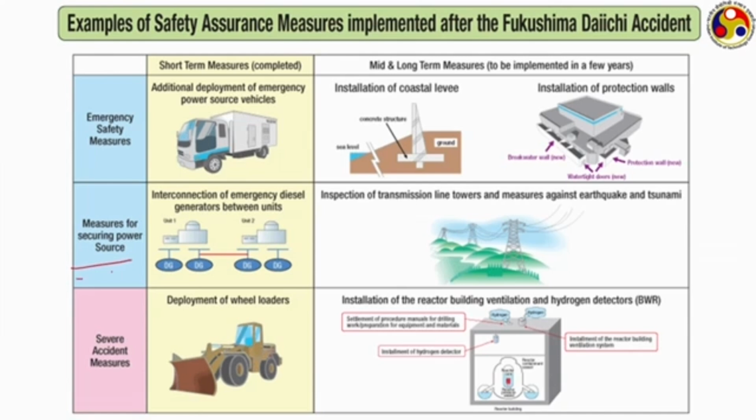In order to secure the power source, they are using the interconnected emergency diesel generator between units, and also inspecting the transmission line towers and measuring an earthquake and tsunami, which is a long term objective. As severe accident measures, deployment of wheel loaders can be an option, but installation of the reactor building ventilation and hydrogen detectors, particularly in BWR type, can be another option. So, for serving the same purpose, we can use different kinds of mechanism, which falls under this diversity.